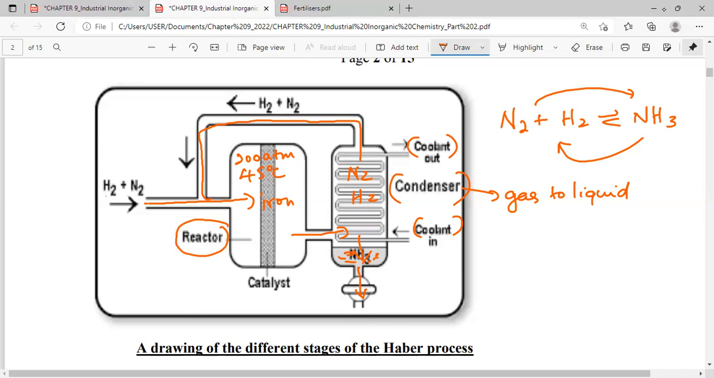Is that okay? So basically, for the Haber process, what you need to know is the equation for the Haber process, where the nitrogen comes from, where the hydrogen comes from, then the conditions for the Haber process, and how the ammonia is separated from the nitrogen and hydrogen. Okay, so that's about it.